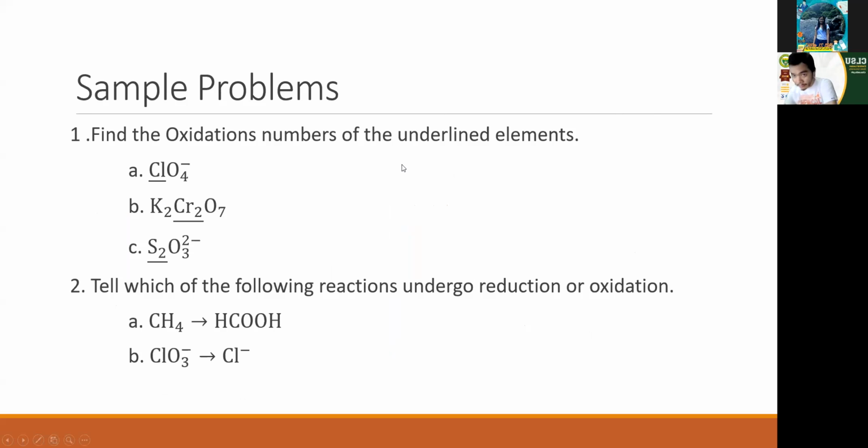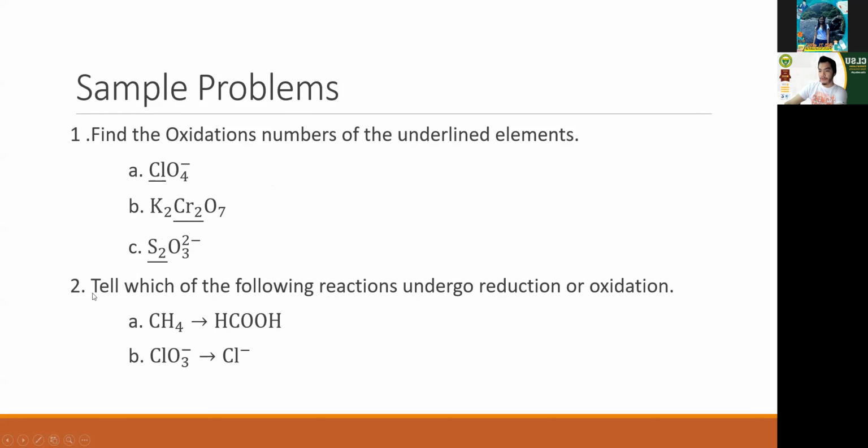Sabi, find the oxidation numbers of the following underlined elements. For letter A, you have your perchlorate ion, ang hinahanap, Cl. Letter B, you have your potassium dichromate, ang hinahanap, Cr. And then sa letter C, persulfate, you have your S2, si sulfur.